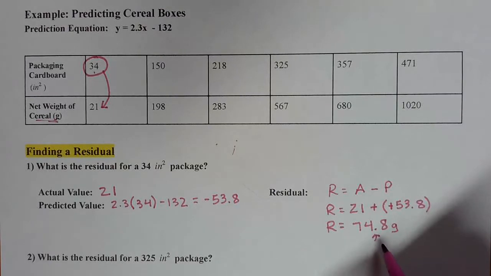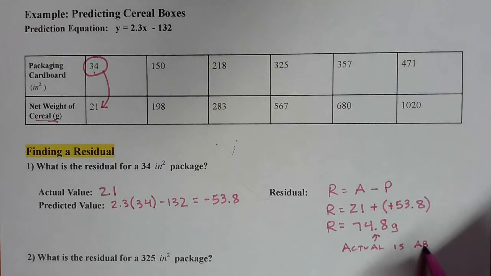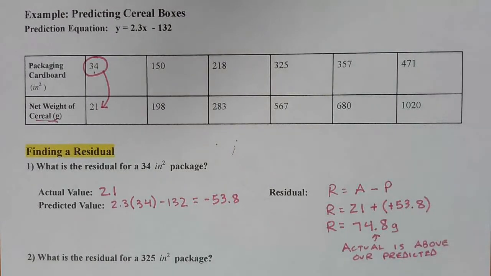This means that our actual is above our predicted. Our actual is above our predicted, and it's above by 74.8 grams. So the distance from our point to our prediction line is 74.8 grams above.